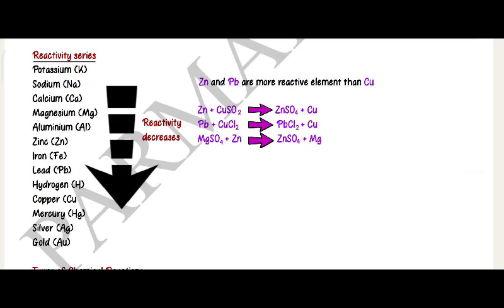Zinc plus copper sulfate gives zinc sulfate plus copper. Lead plus copper chloride gives lead chloride plus copper. Magnesium sulfate plus zinc gives zinc sulfate plus magnesium.